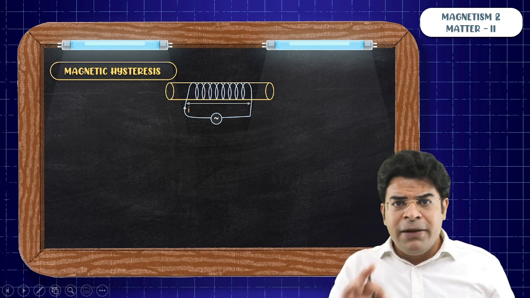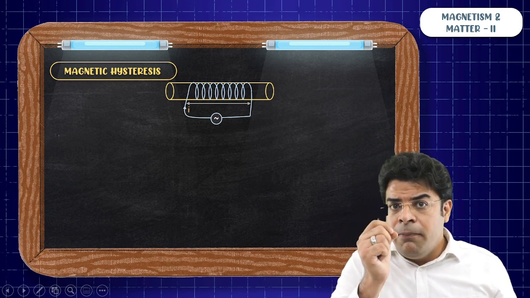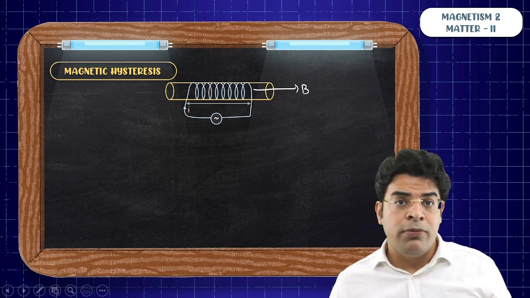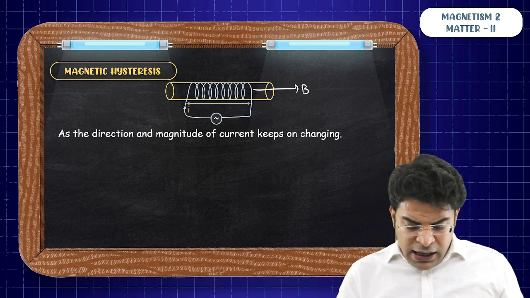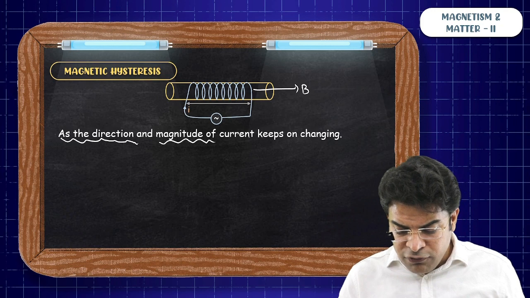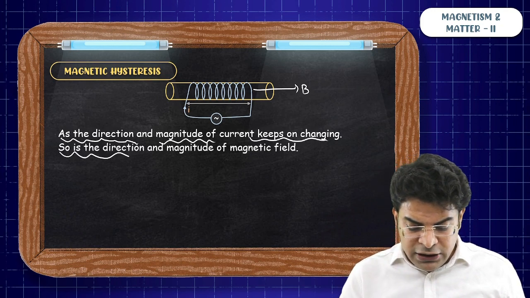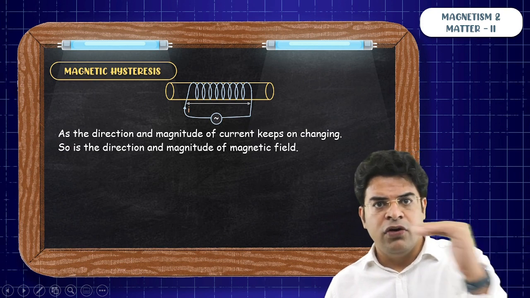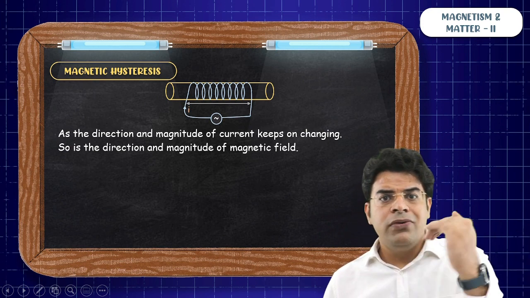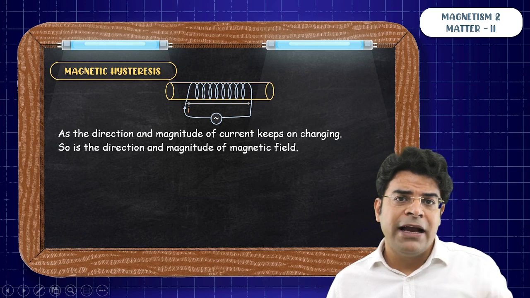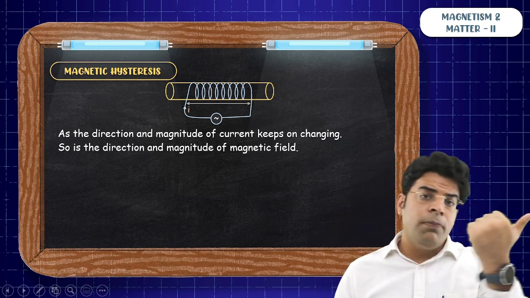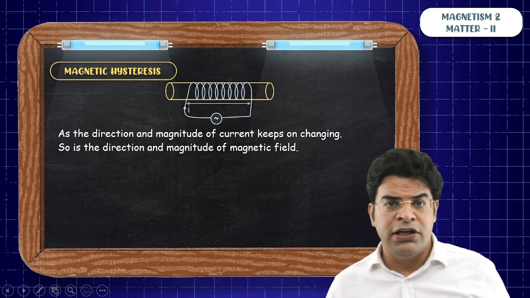Now, what happens when the magnetic field intensity increases in one direction? And we are talking about ferromagnetic substances. As the direction and magnitude of current keeps on changing, so is the direction and magnitude of the magnetic field. It increases in one direction, decreases in that direction, increases in the opposite direction, then decreases in the opposite direction.